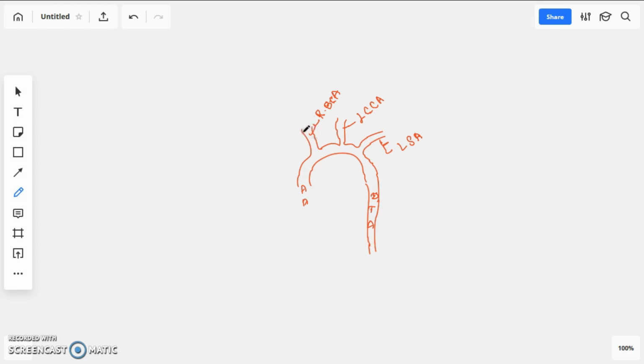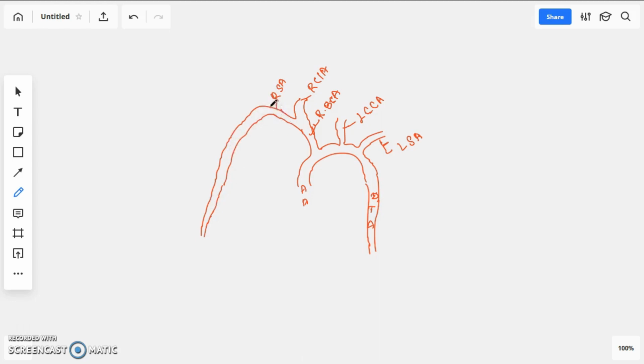On the right side, it comes from the right brachiocephalic artery, which gives two branches. One is the right subclavian artery and another one is the right common carotid artery. Now we have to take only the subclavian artery, which is present on either side and is responsible for the axillary artery. The right subclavian artery forms a bend and continues as the axillary artery in the axilla region, which again continues as the brachial artery. So we have three parts formed by this arch.